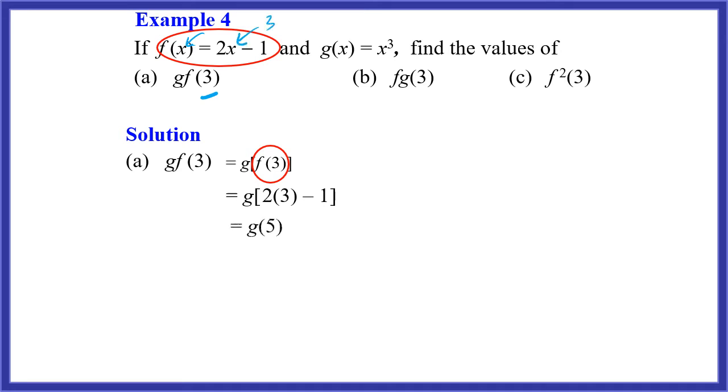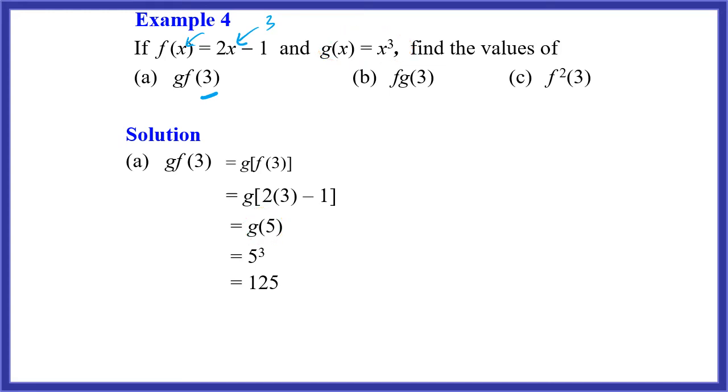So we get 5. So g(5) is equal to 5 cubed, which is equal to 125. So directly we can replace the input for each of it. Remember to find the input for f first and then use the output as the input for g.